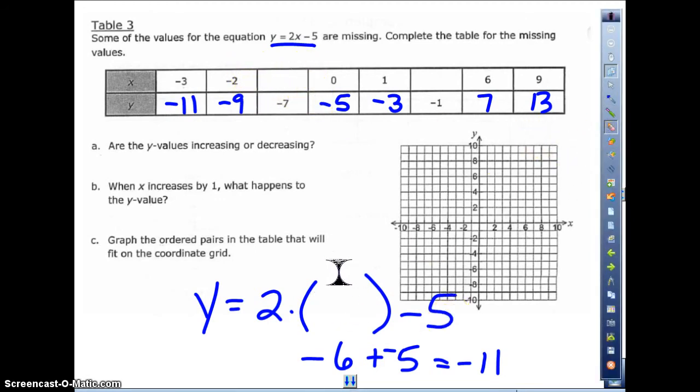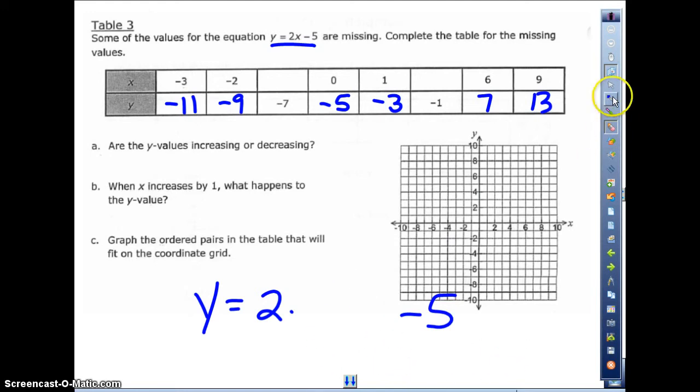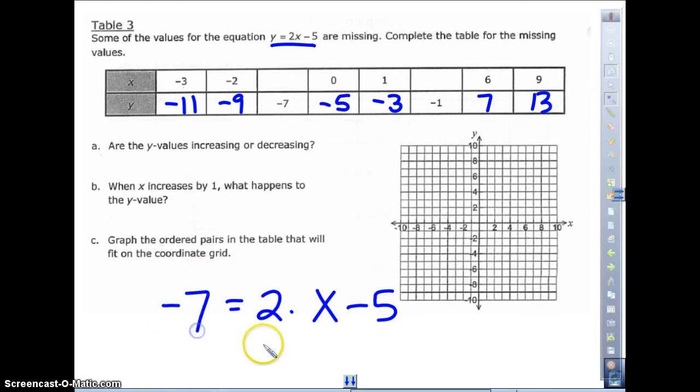I'm going to do this. Get rid of all of this. Here's my equation, 2 times x minus 5. Let me pull that in a little bit closer. 2 times x minus 5. I know y is negative 7. So let's put in a negative 7 right here. Some number, when I subtract 5 from it, I get negative 7. I wonder what number right here goes in the box.